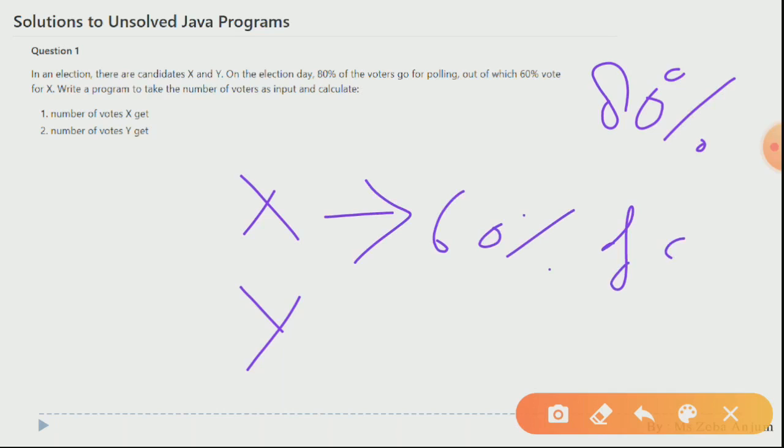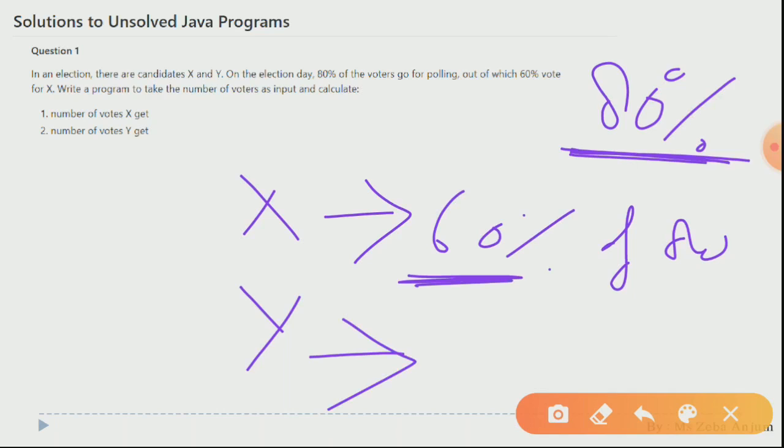So for X how much is it? 60% of this 80, the 80% of voters who have gone for polling. And remaining Y, how much is it? Total minus this 60%. Okay, now what you have to do, write a program to take the number of voters as input and calculate number of votes X get, number of votes Y get.